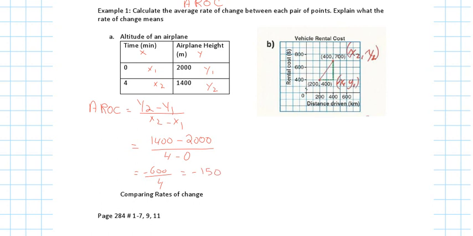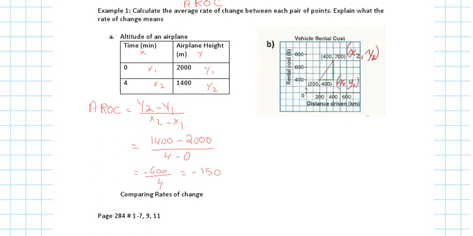Are we okay with this? Now the only thing that the slope is different than the AROC or the rate of change is that the rate of change has to have a unit. The slope doesn't have a unit. Because I'm looking for the rate of change, I have to include units. So remember that negative 150 is because I divided the difference in y by the difference in x.